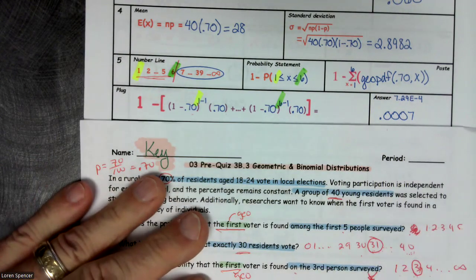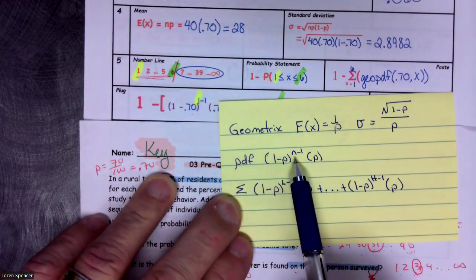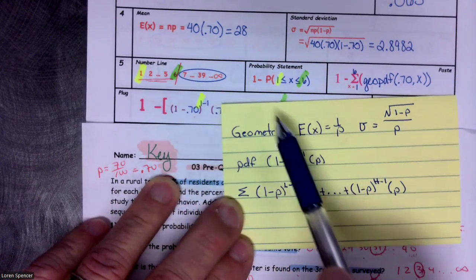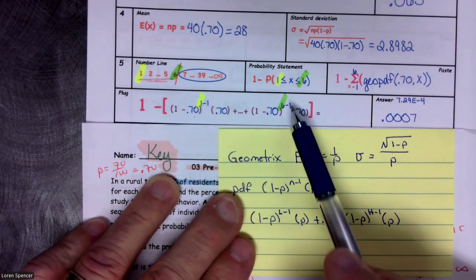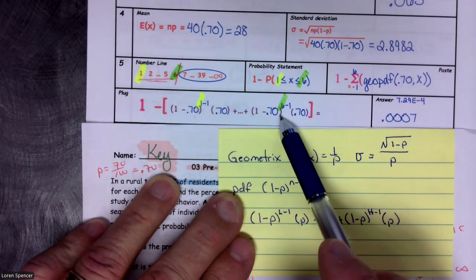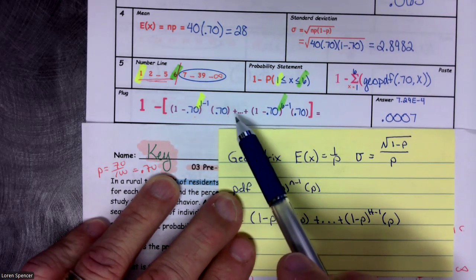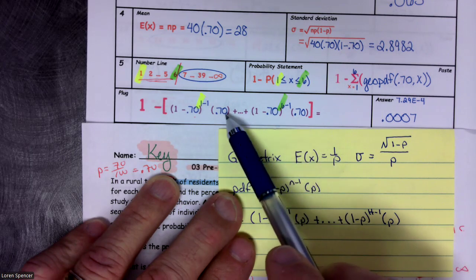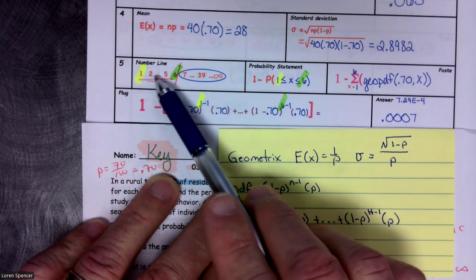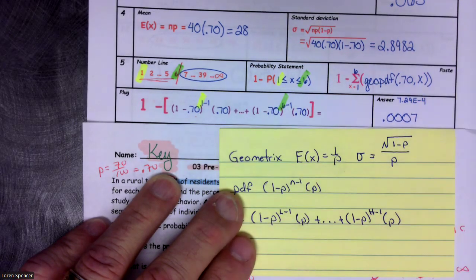Because remember, the geometric formula is 1 minus the probability to the n minus 1. Well, n in this case is 1. And then over here, n is 6. So our lowest value went here, and then our highest value went there, and we just plugged our probabilities in. Now, technically, we're doing 1, 2, 3, 4, 5, and 6. We're doing this for each one of those, but that shows too much work. So we just do the lowest one and the highest one and call it good.